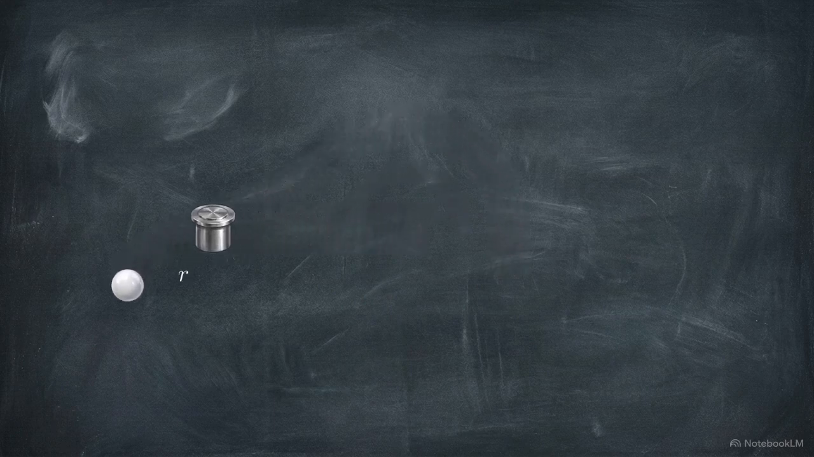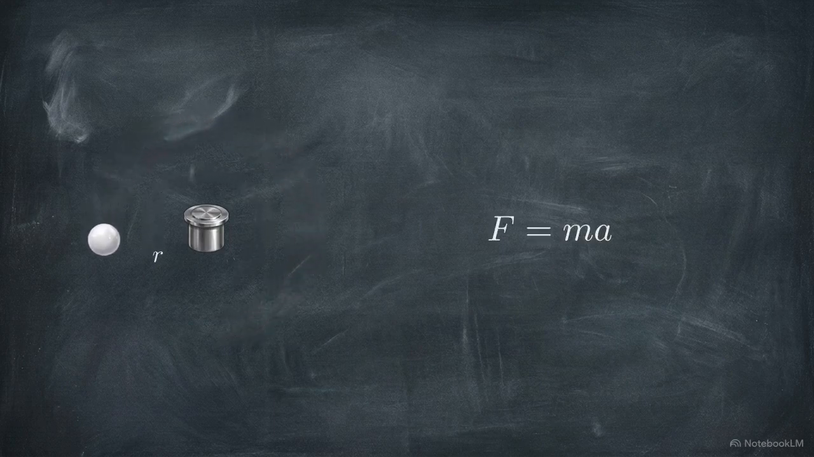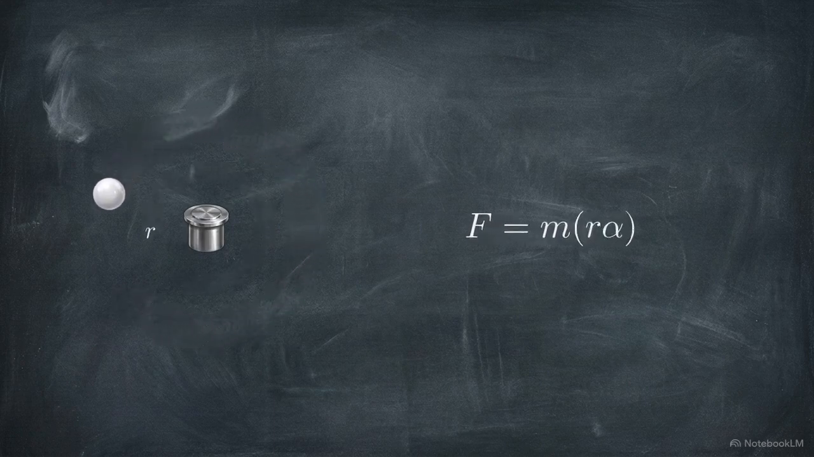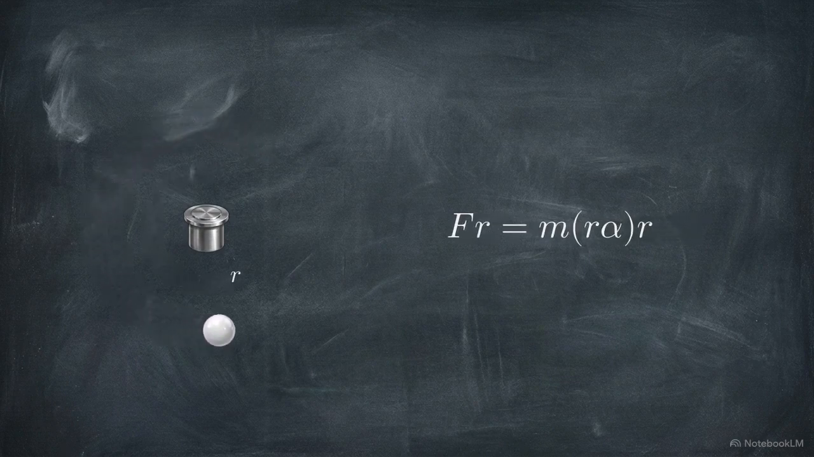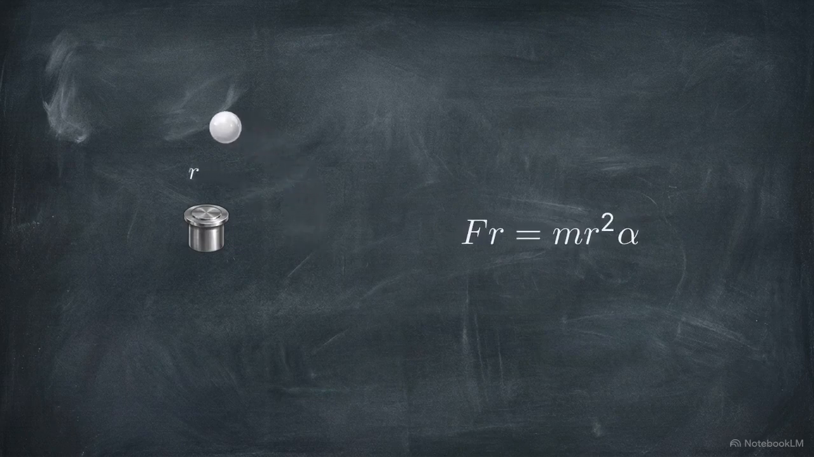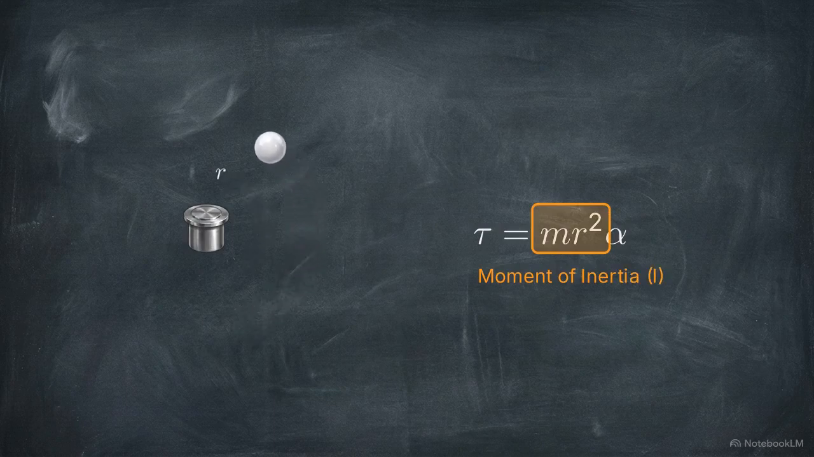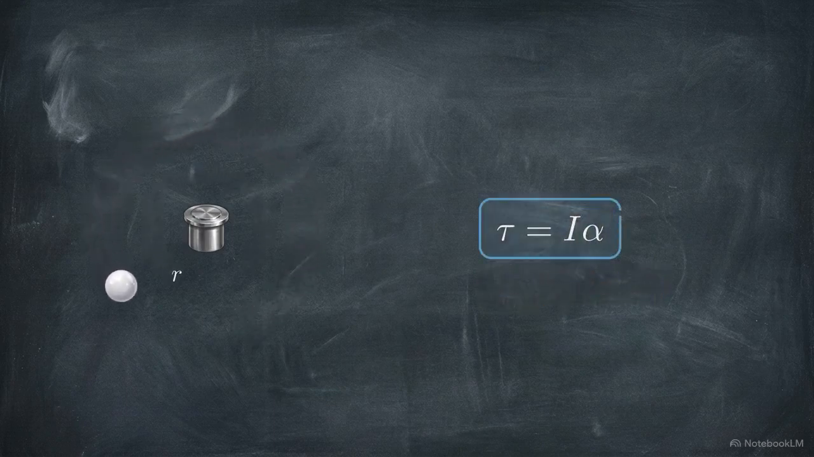We can bridge linear force to this rotational movement by stripping the system down to a single point mass on a rigid, massless arm. We start the derivation with Newton's second law for linear motion. Force equals mass times linear acceleration, or F equals ma. We then substitute linear acceleration with its geometric equivalent, the radius multiplied by angular acceleration, giving us F equals mr alpha. A rotational force is called torque, defined as force applied at a distance from the center. By multiplying both sides of our equation by the radius, we convert the entire system to torque, resulting in the equation tau equals mr squared alpha.